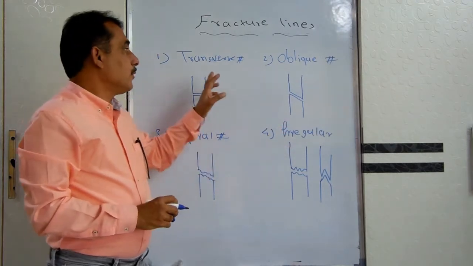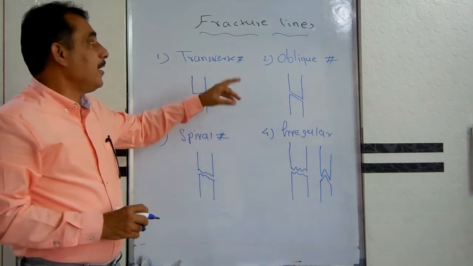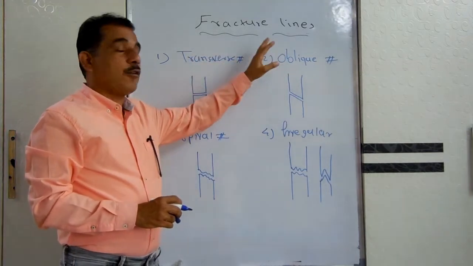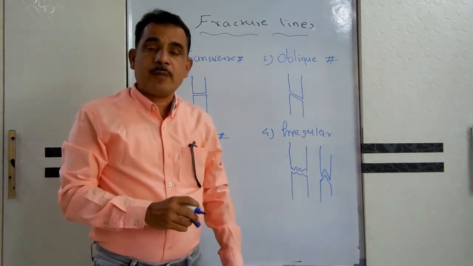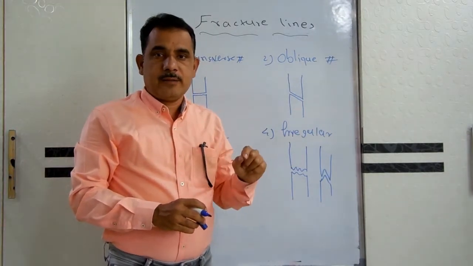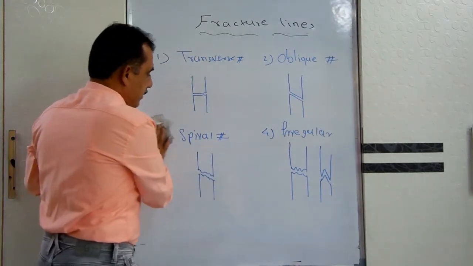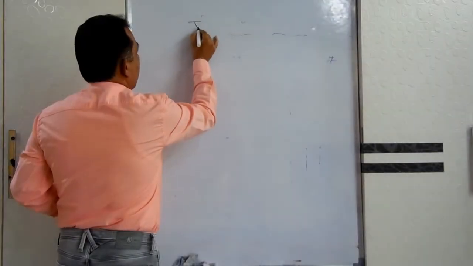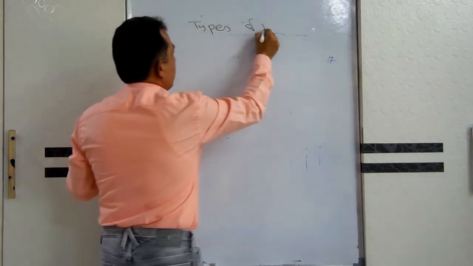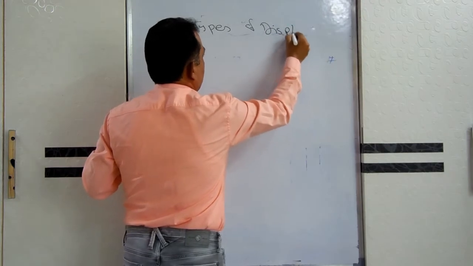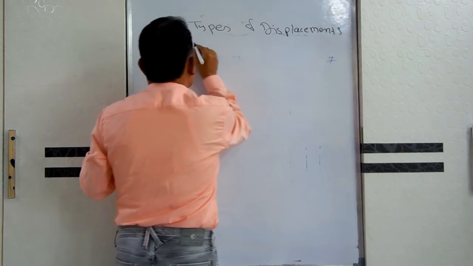So you understood? According to the fracture lines, the fractures are of four types. Or you can say, for the formation of the fracture line, these four possibilities are there. Did you understand? Now the next point is the types of displacement.